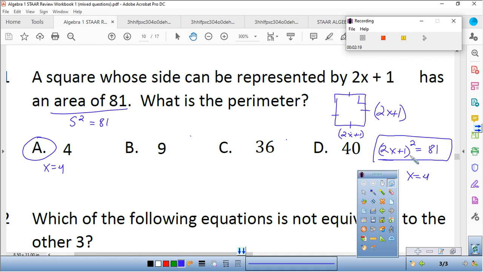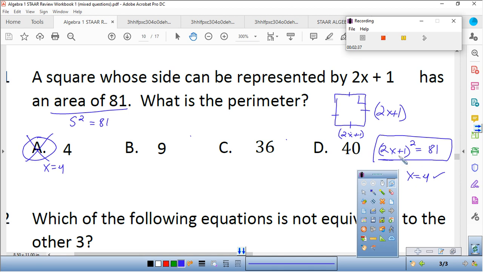And it makes sense if you think about it. So what times itself means squared? 9 times 9 gives you 81, right? So you can say this is equal to 9. So 2 times 4 plus 1 is 9. Square root of 81. So check that. The question's not asking for what x is. Sneaky one. It asks, what's the perimeter?